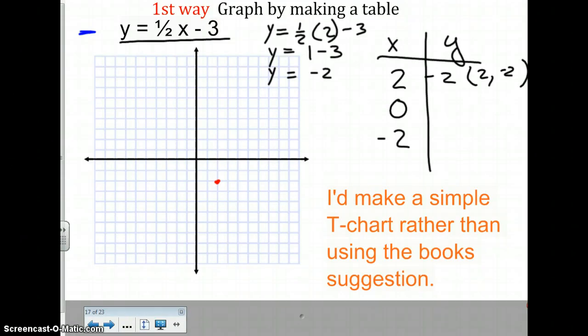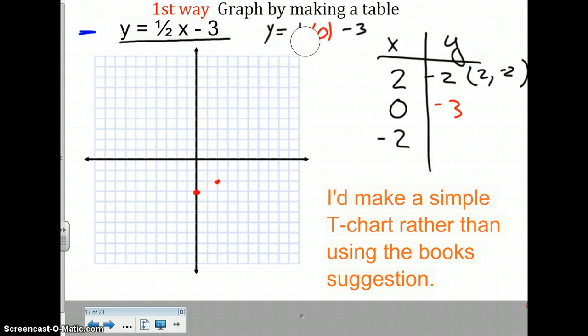Then I'd go ahead and go back to the original equation, and this time we're going to substitute 0 in where x was. So y equals 1/2 times 0, which is 0. Y ends up being -3. So at the point 0, we have -3. 1, 2, 3 down, right about there. And that's not a -0, that was just my pen hitting the board.